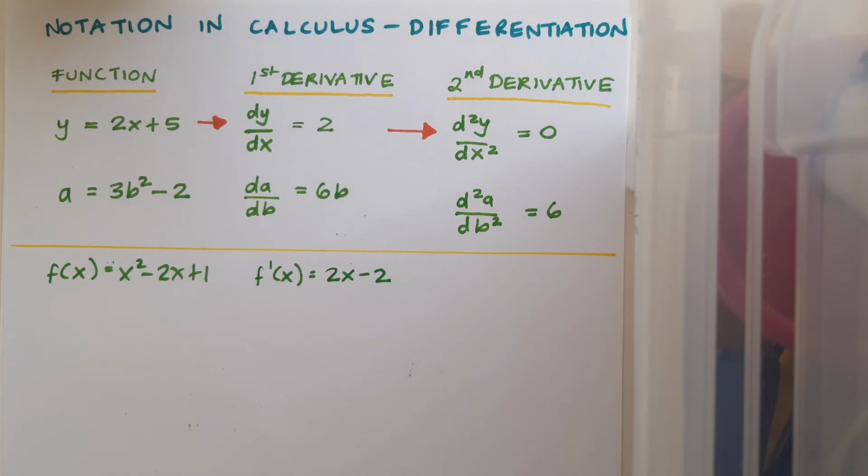If I get a second derivative in this case, I call it f dash dash x. So the number of dashes just corresponds to how many times I've differentiated. In this case, f dash dash x comes out as 2.